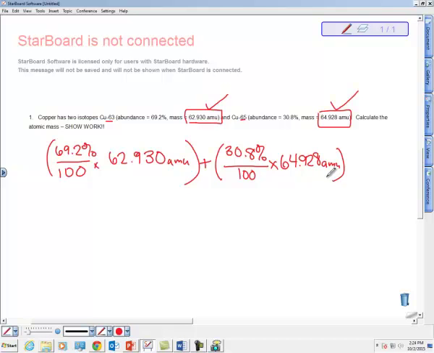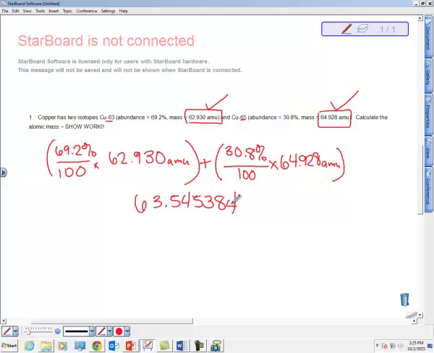Alright, grab your calculators. Use your parentheses. All right, on my calculator I get 63.54534. Can anyone confirm that for me in here? Is that what you got?